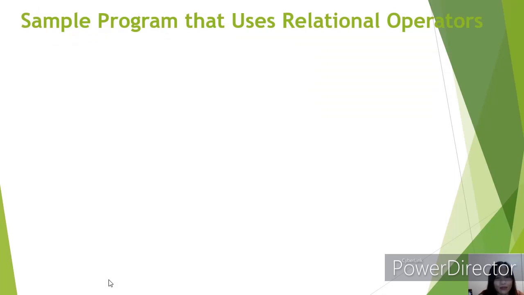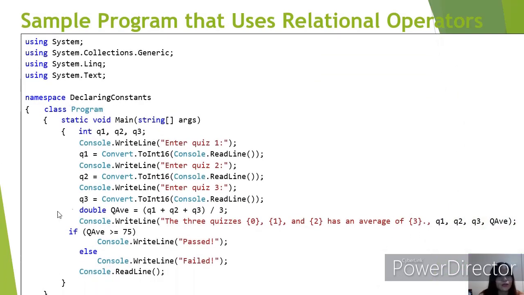This is a sample program that uses relational operators. You see, I have here 3 variables, namely Q1, Q2, Q3, of data type int. Q1 stands for quiz 1 or first quiz, Q2 stands for second quiz, Q3 stands for third quiz. This line allows you to display "enter quiz 1", and then this line allows you to type the value of quiz 1. ToInt16 is the method that I have chosen because our data type is int. The range of Int16 is enough.